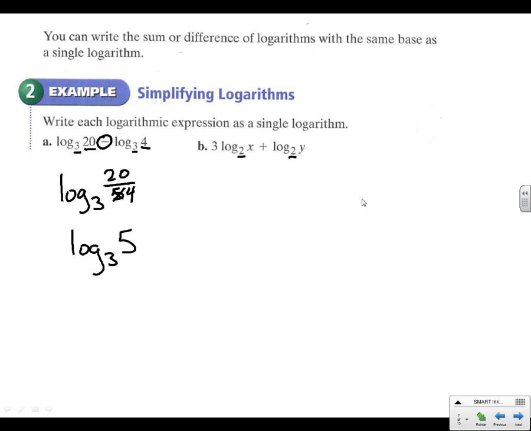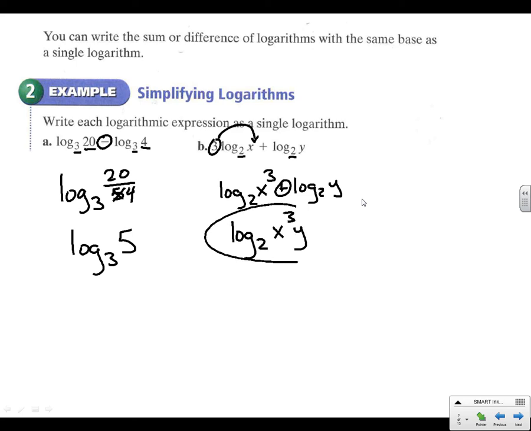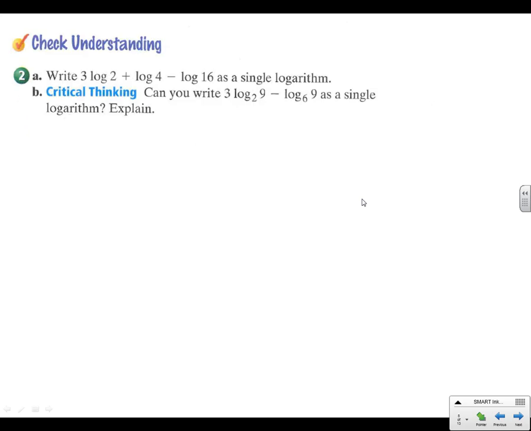Same reasoning here. First things first, we're going to take the 3 and put it back on top. So log base 2 of x cubed plus log base 2 of y. So we've used the power property so far. And then the plus means we can combine them into a single logarithm where we're multiplying together. X cubed y. Single logarithm problem, log base 2 of x cubed y. Your turn. See if you can do understanding check 2.